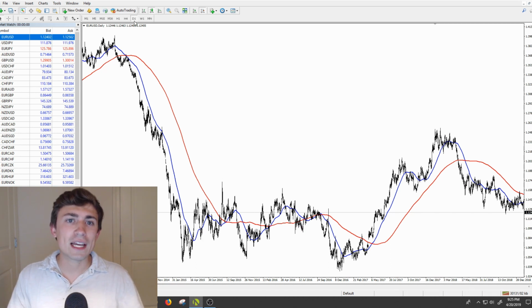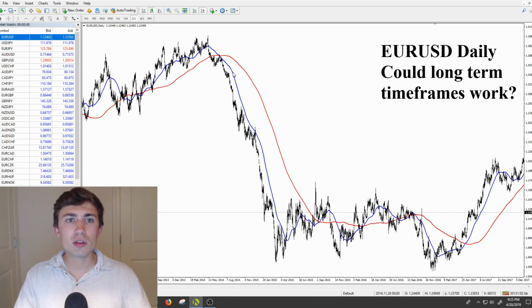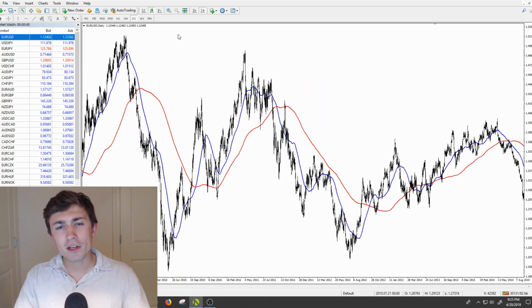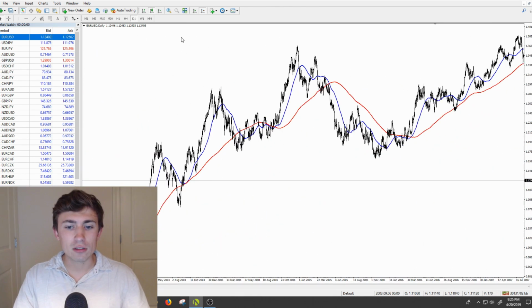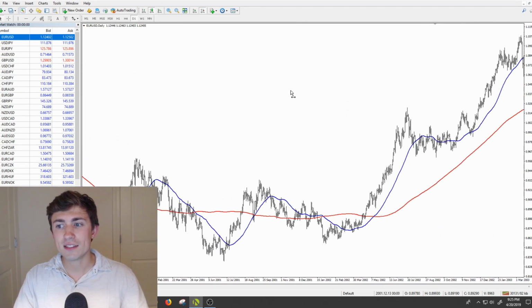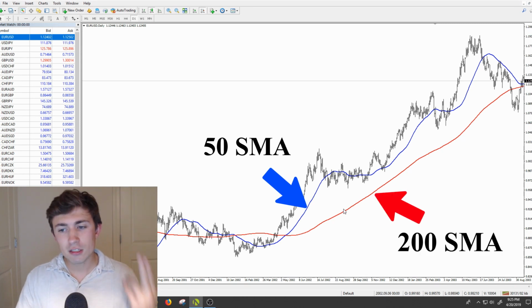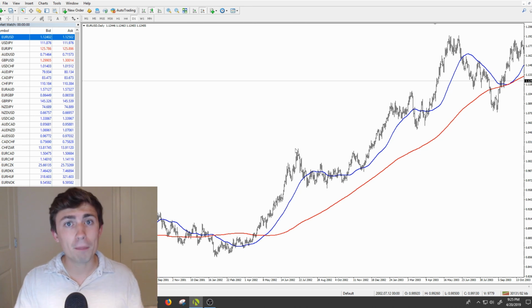Notice here that we're looking at the daily chart. We're looking at the Euro USD daily, and I want to go back in time a little bit and look at some of the scenarios that played out with this very simple concept. Again, we're looking at a 50 period moving average, which is our blue, and a 200 period moving average, which is our red.